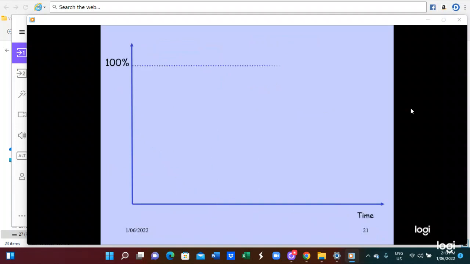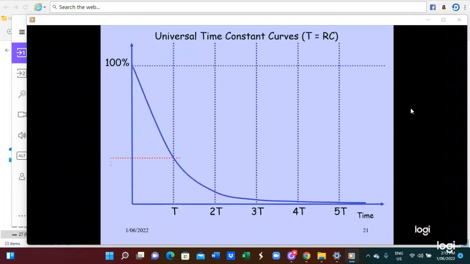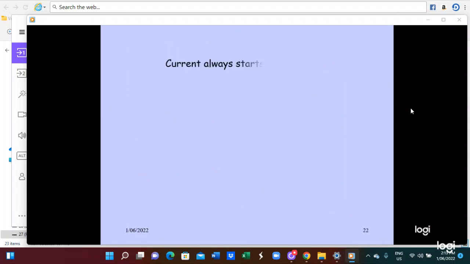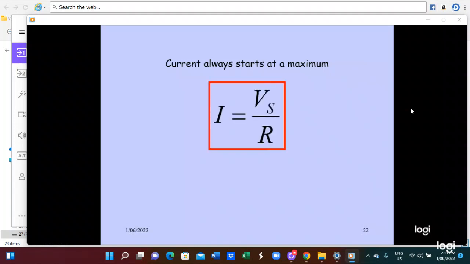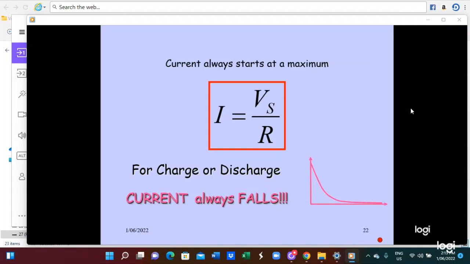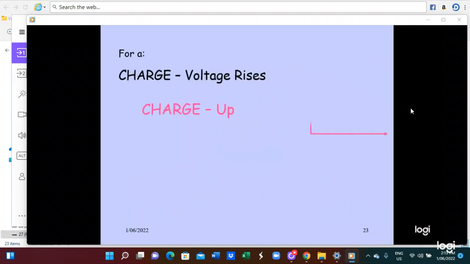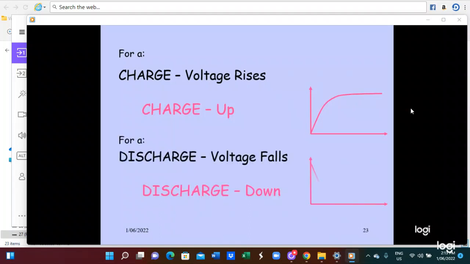So this is the universal time constant graph, T equals RC. You can also see it like this. Current always starts at the maximum, I equals Vs by R. For both charge and discharge, the current always falls. For the charge, the voltage will be rising, so charge is as in this diagram. For the discharge, the voltage will fall, and the discharge is as in this diagram. So these are the connection diagrams.